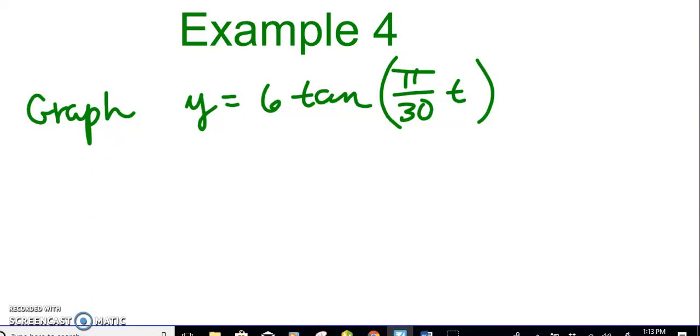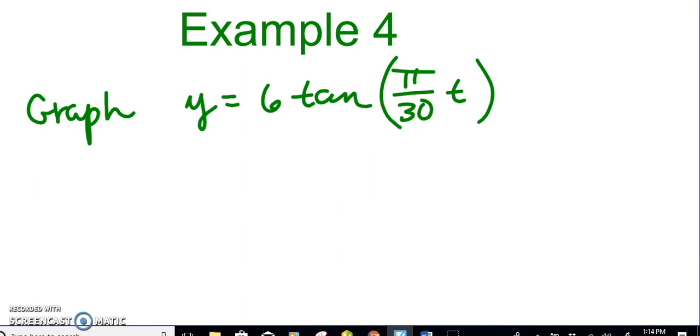All right, so for example 4, we're going to now graph the tangent function. Now, for example 3, we did the cosecant function, and cosecant and secant pretty much work the same way. As long as you know that secant goes with the cosine graph, it's going to work the exact same way. Now, this one is tangent, and tangent is going to work the very same way as cotangent. So as long as you know how to do tangent, you can do cotangent, and vice versa.